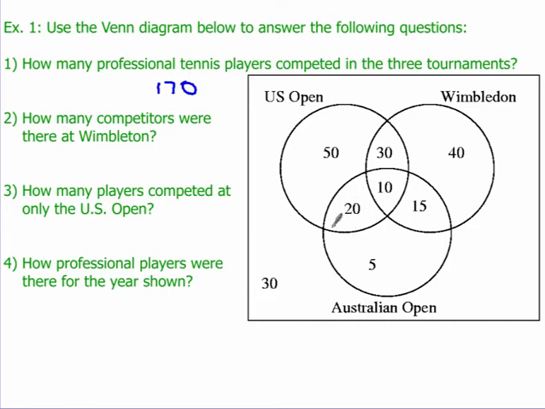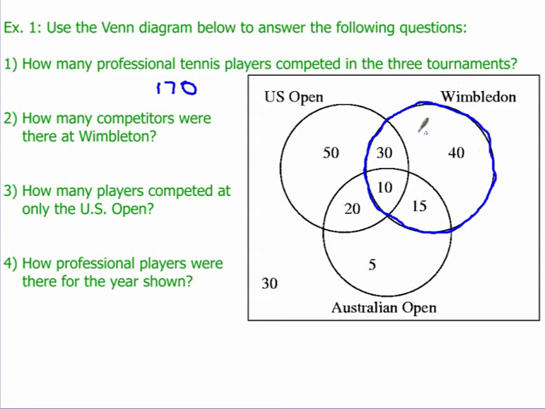170 tennis players competed in the 3 tournaments. Right? All I did was add them all up. Number 2 says how many competitors were there at Wimbledon? Well, here's my Wimbledon circle, and I'll kind of outline it in blue. So that's my Wimbledon circle. I just want to count up everybody who played at Wimbledon.